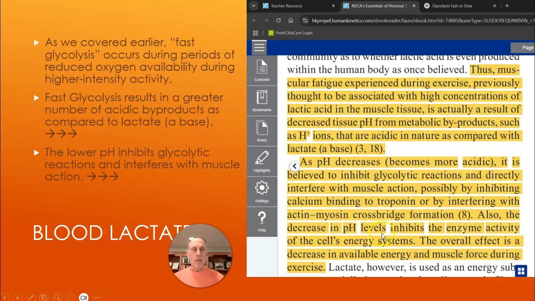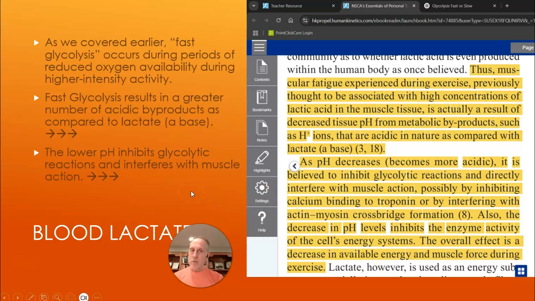Also, the decrease in pH levels inhibits the enzymes, the -ase endings that we always talk about in the cell's energy systems. So phosphofructokinase and those things are the enzymes. So the overall effect is a decrease in the available energy and really the ability for the muscle to create any kind of force during exercise.